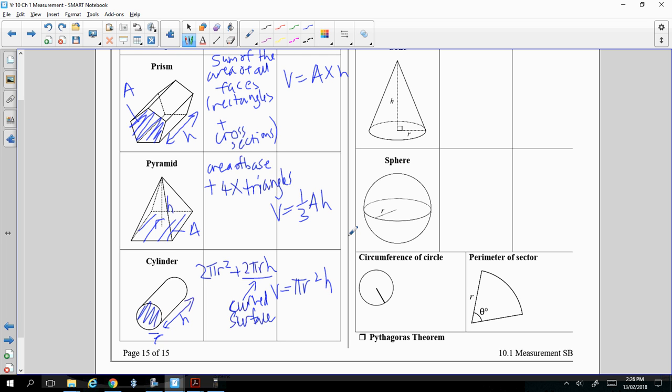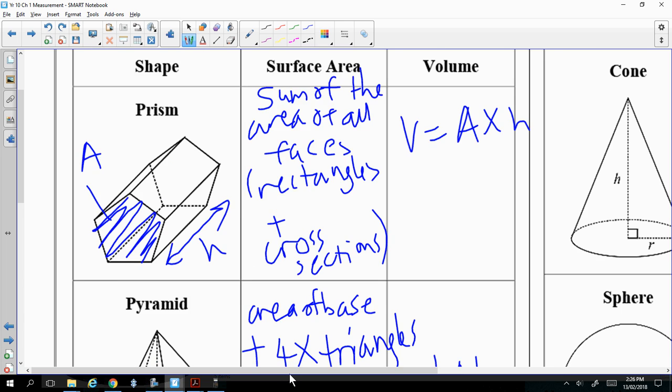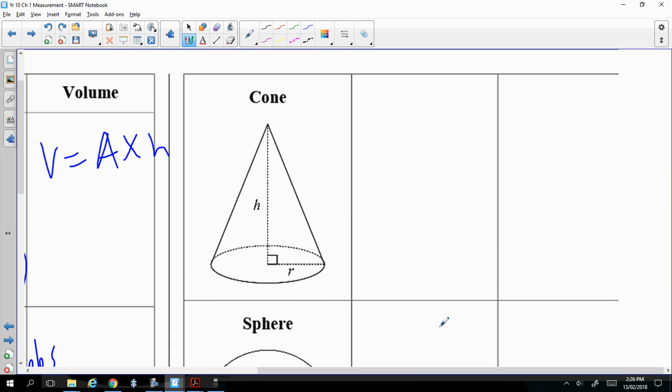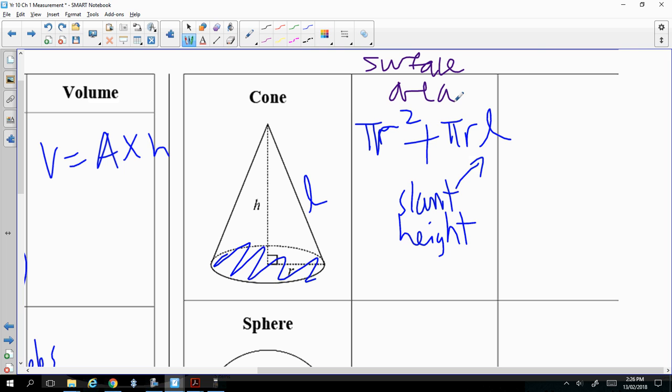Let's review the cone. How about the cone? Cone is the area of the base, pi r squared, plus the curved bit, which is pi r l, L being the slant height. Okay, slant height. That's the surface area. This is volume. Right, for the volume it's easy as well. V is 1/3 pi r squared times the perpendicular height.